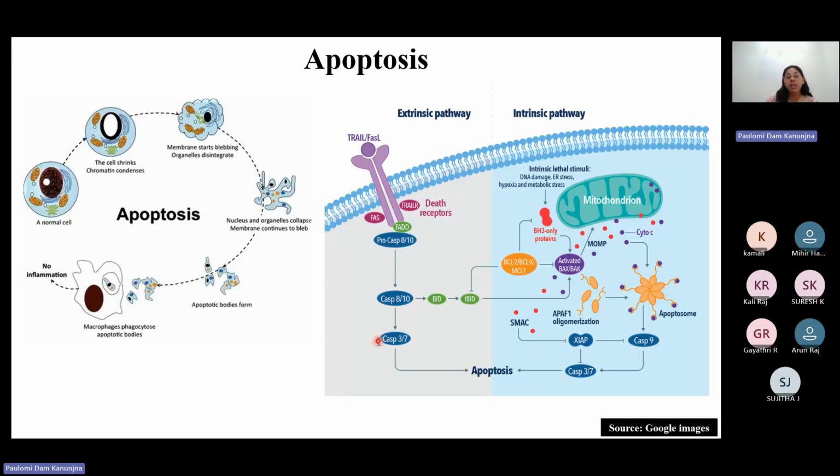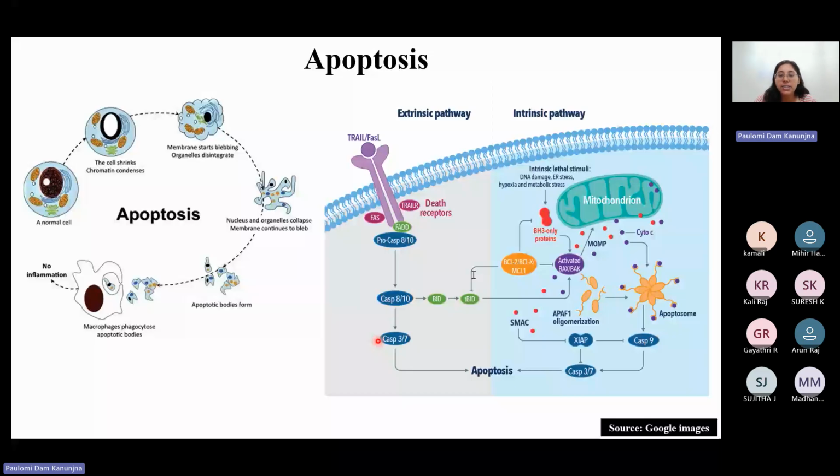Now, what is the importance of apoptosis? If you have too little apoptosis, too little death of cells, you will have cancer or autoimmune diseases because cells are not dying. But if you have too much apoptosis, too much cell death, it is causing neurodegeneration. So that's why apoptosis is regulated and it is always under balance.